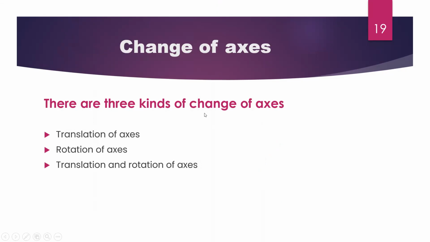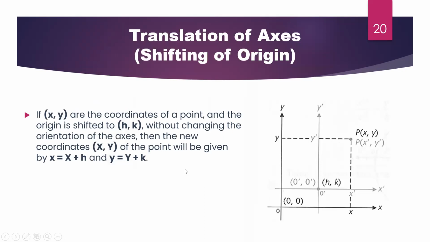Change of axis. There are three kinds of change of axis: translation of axis, rotation of axis, and translation of rotation of axis. These topics will be discussed by me. The translation of axis, shifting of origin.